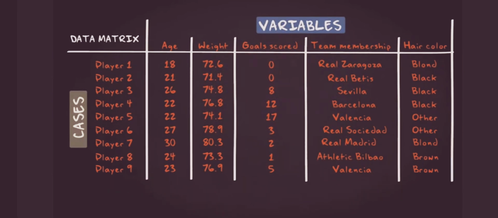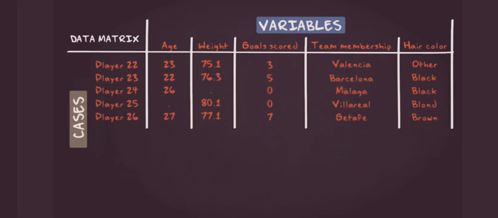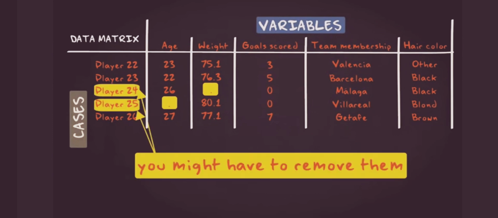Let's see if our data matrix does not contain strange values. Hey, when we look at player 24, we see no value for weight. And in the next row, age is missing. So we don't know the value for every case variable combination. For now, we have just included these incomplete cases, but we might have to remove them if a subsequent analysis requires a complete data matrix.